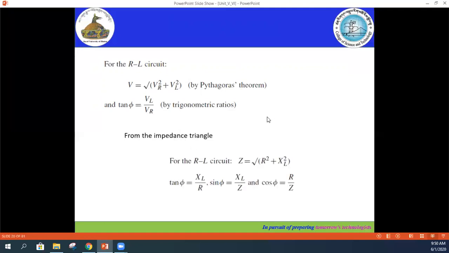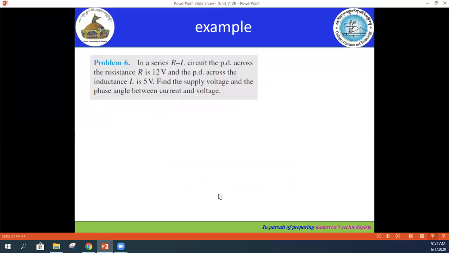Also from the impedance triangle, we can calculate Z using the Pythagoras theorem, and we can also calculate the angle. You can calculate the angle directly from the impedance, that is the reactance and the resistance, or you can also use the trigonometric ratios. So this is for the series R and L circuit. Before we look into another topic, we have numericals here. We can try to solve them. You simply have to substitute the given parameters in the formulas that we have.